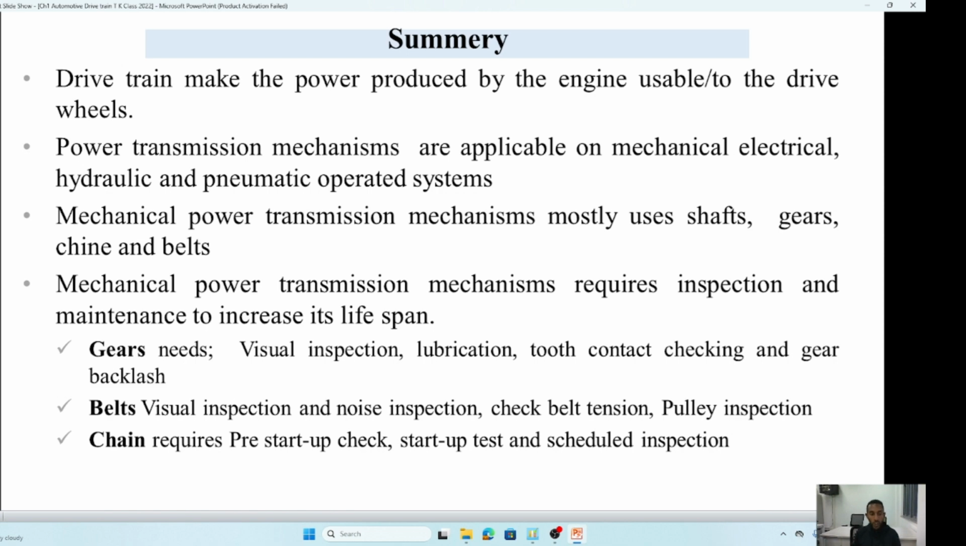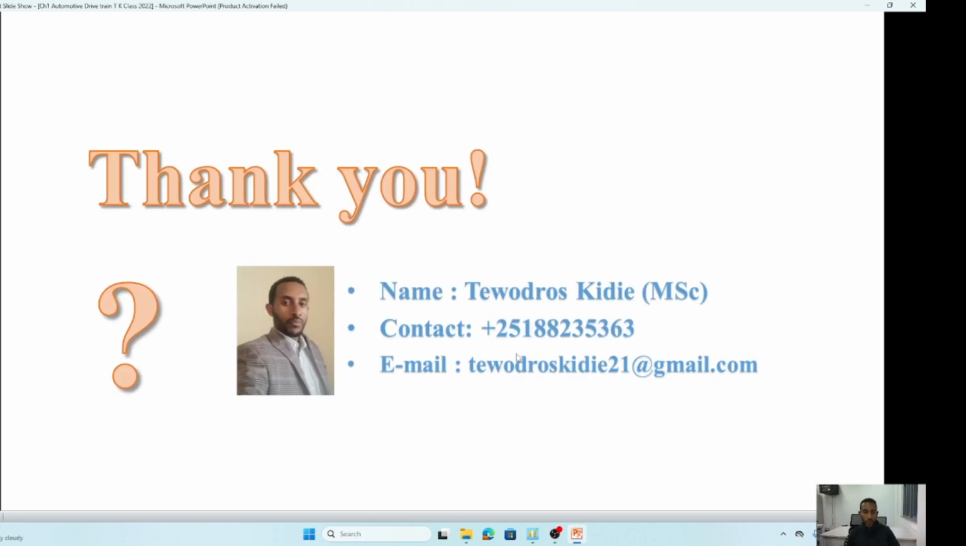At the end, we must check the chain before we start, after we start, and in a scheduled manner, we must inspect each part of the chain. So, this is what I have.